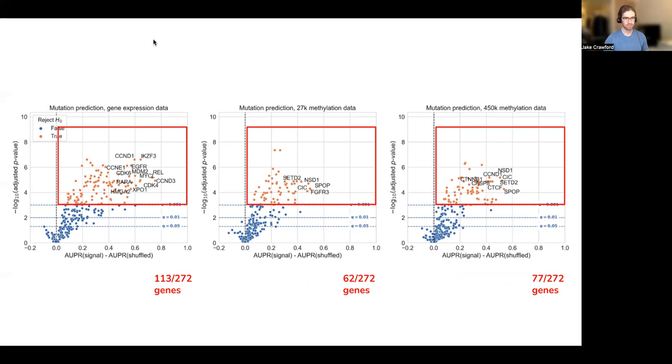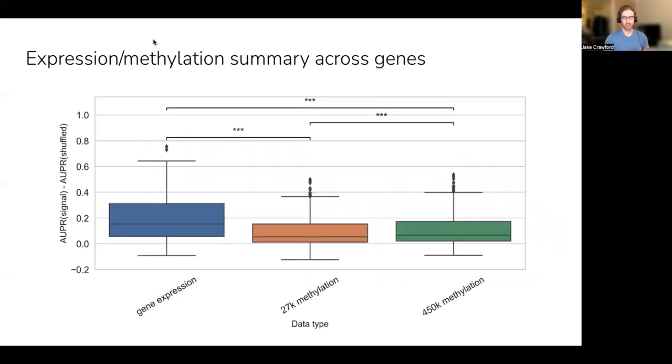We can also summarize using a box plot where each point is a gene, each column is a data type. And again, we're looking at difference above the shuffled or the permuted baseline on the y-axis. And we can again see the mean performance for gene expression is a little bit higher.